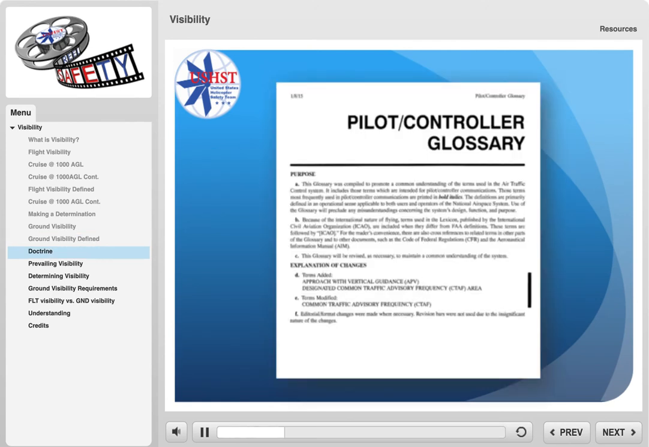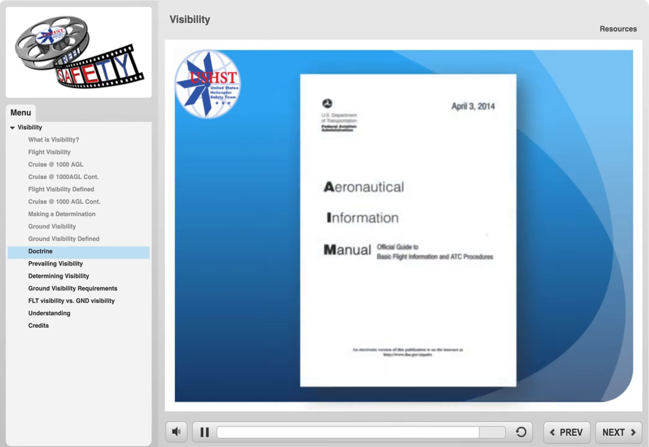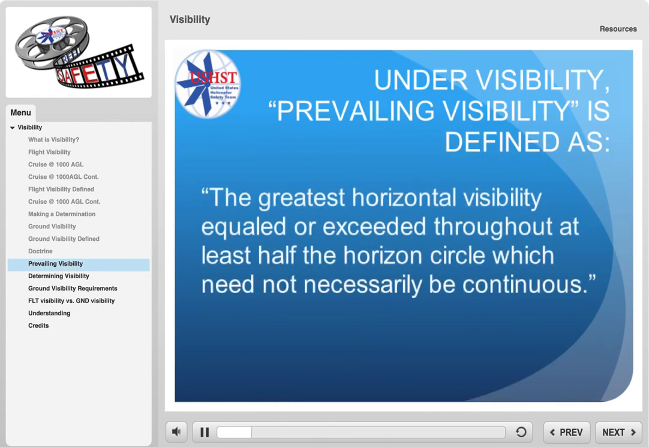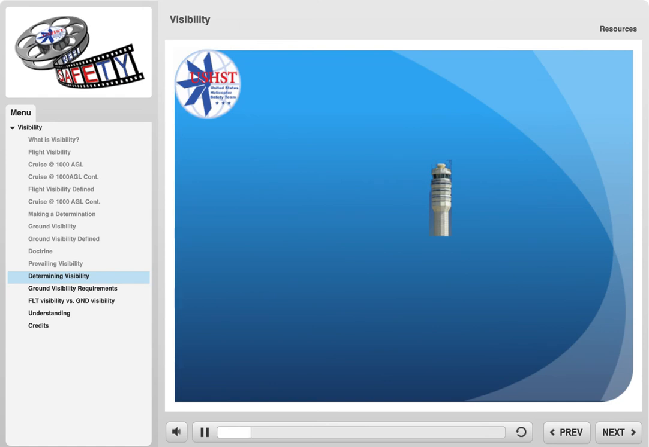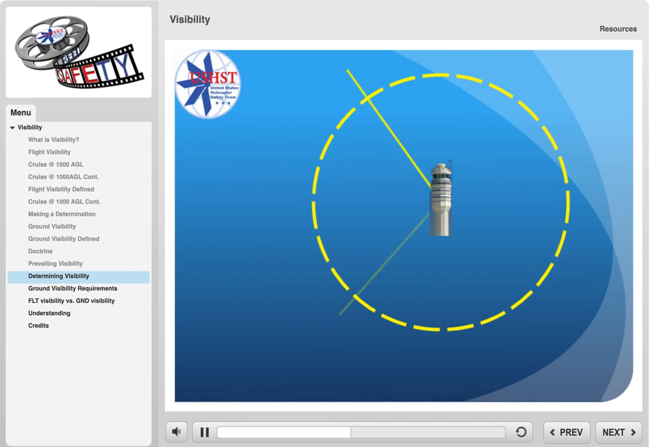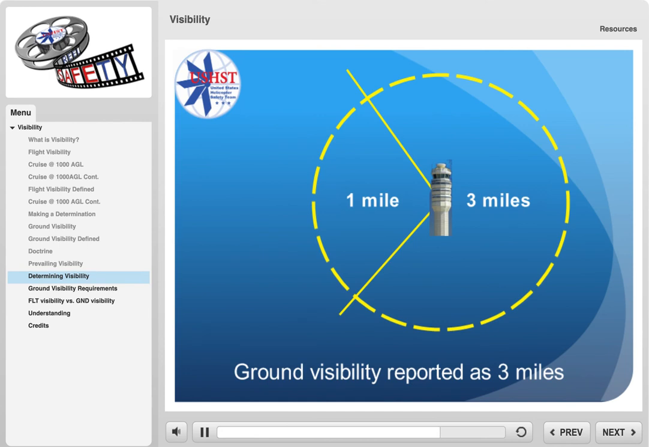So for this, we have to go to the Pilot Controller's Glossary at the end of the Aeronautical Information Manual. Under visibility, prevailing visibility is defined as the greatest horizontal visibility equaled or exceeded throughout at least half the horizon circle, which need not necessarily be continuous. So that weather observer up in the control tower will look 360 degrees, and whatever visibility exceeds 50% will be what you hear on the ATIS.